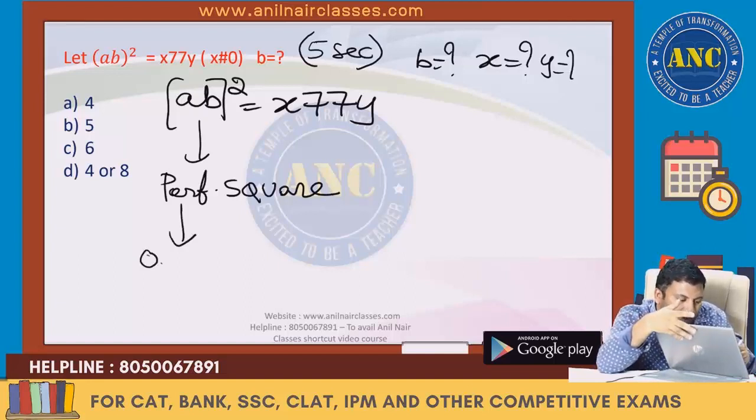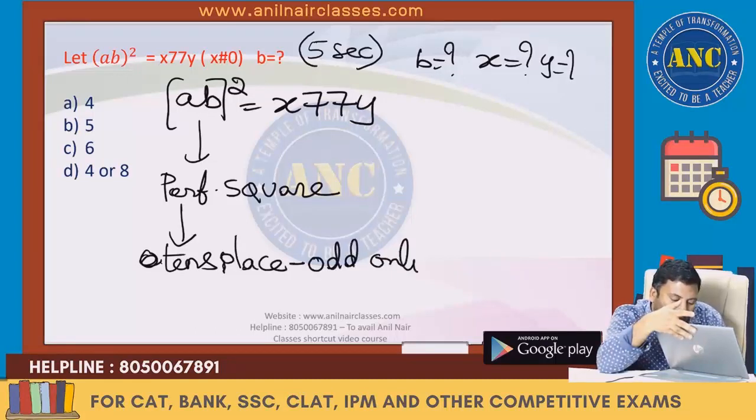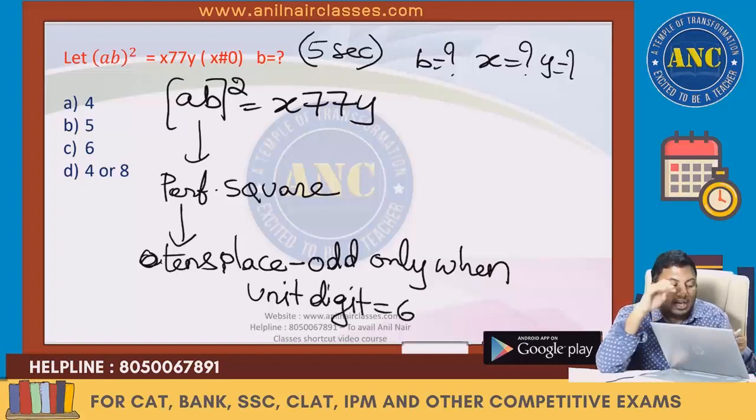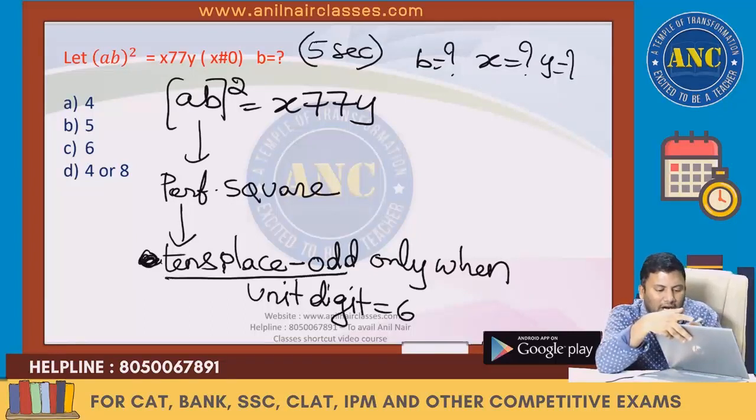A perfect square will give an odd tens place only when the unit digit is 6. Only when the unit digit is 6 will the tens place of a perfect square be odd.